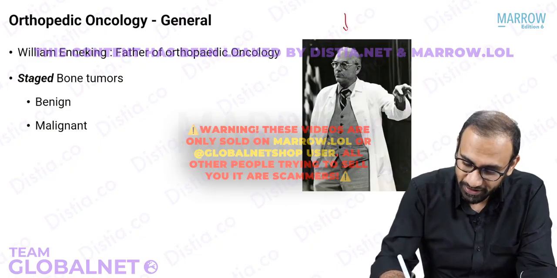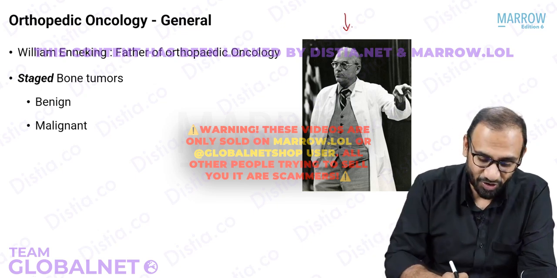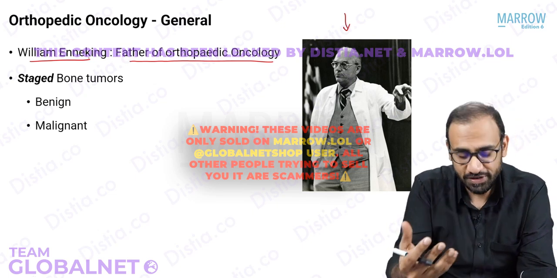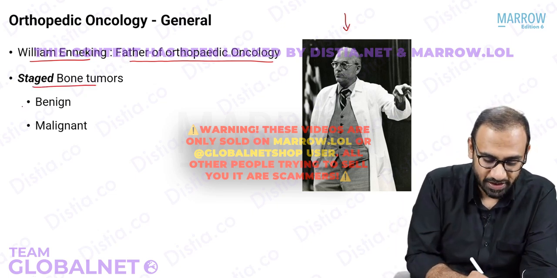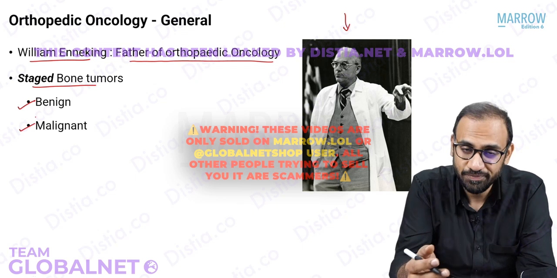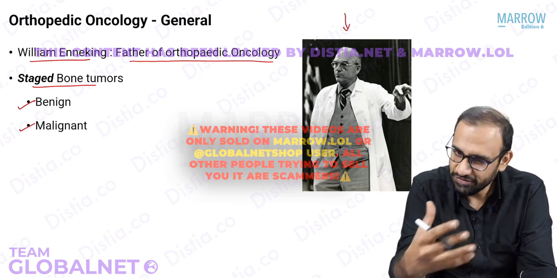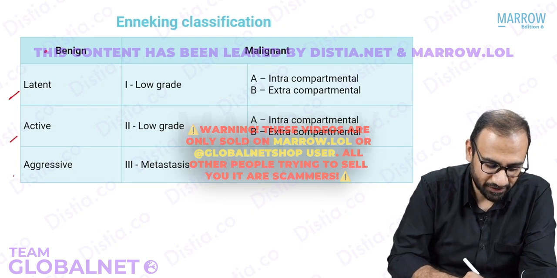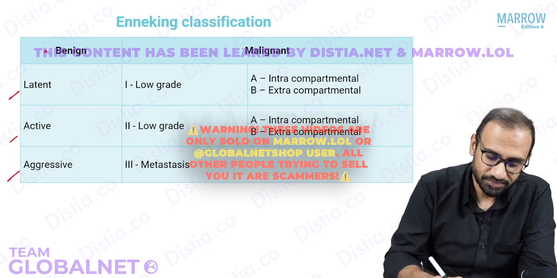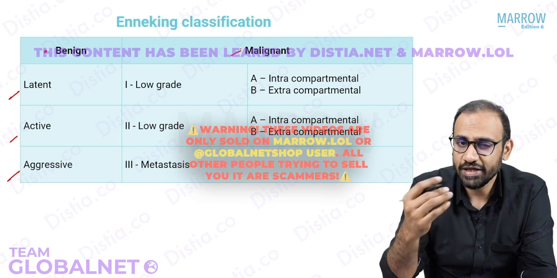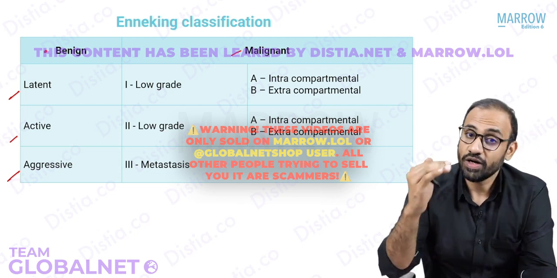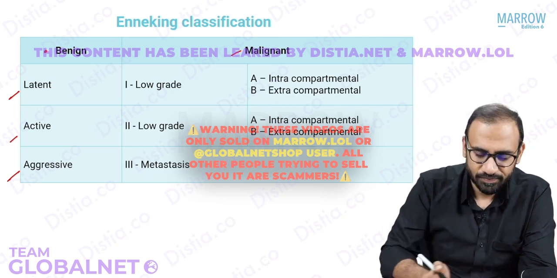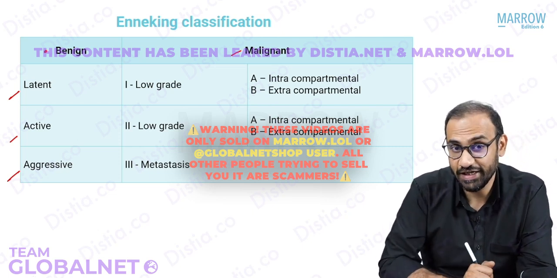Look at this gentleman over here. He is considered the father of orthopedic oncology. His name is William Enneking. He was the person who staged the bone tumors into benign and malignant bone tumors. The way he classified benign bone tumors was into latent, active, and aggressive bone tumors. And malignant bone tumors, he graded based on low grade or high grade or any grade with metastasis. So this is the provisional staging classification that he had given.